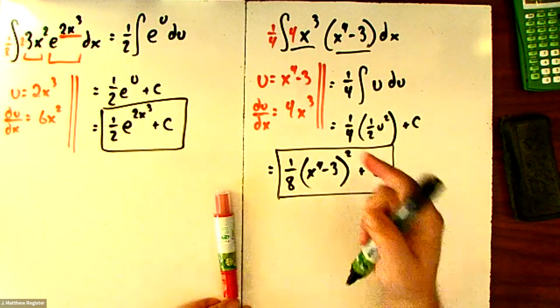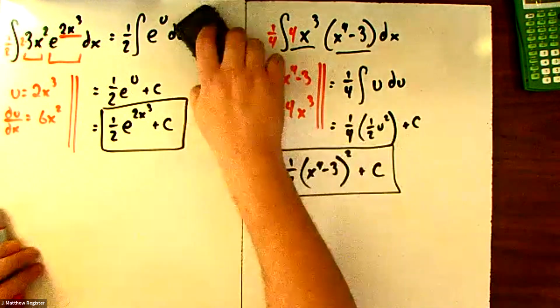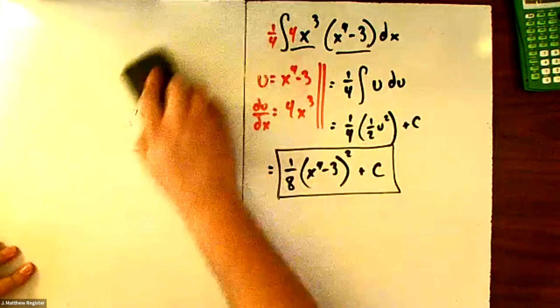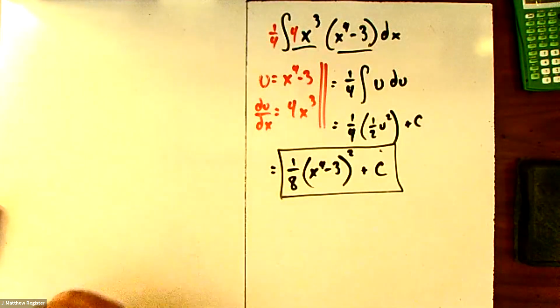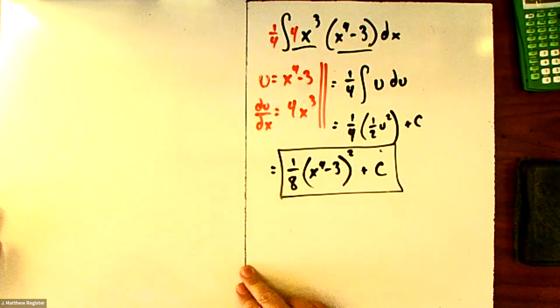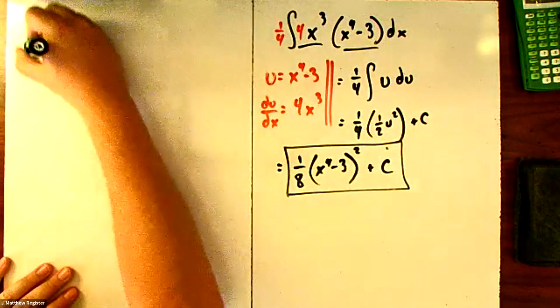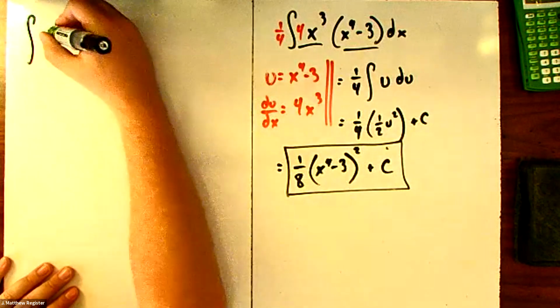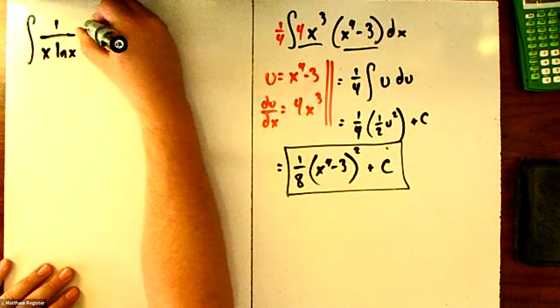Now, if you were to have distributed, it might have been a much easier approach. But this is just showing that this is a technique which you can use in various situations. The next one is one where it might be a little bit trickier. And often with these, you're just going to have to play around with them to see which techniques work and which ones don't. And so our next one is going to be the integral of 1/x natural log of x.